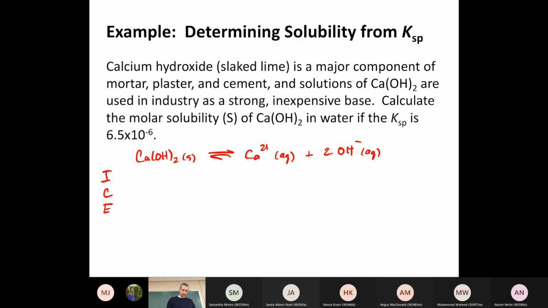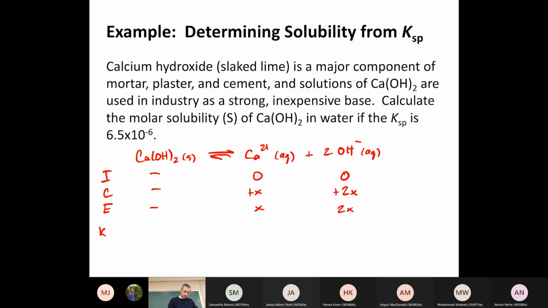So what we would say is initially we have 0 of our ions, 0 moles. And we never care how much solid we have. As long as we have enough solid to saturate it, we could triple it, quadruple it, times it by 10. It's not going to make any difference to our final concentration of ions. So the change here, once it starts to dissolve, is going to go up to plus X and plus 2X. And at equilibrium, we just have X and 2X.